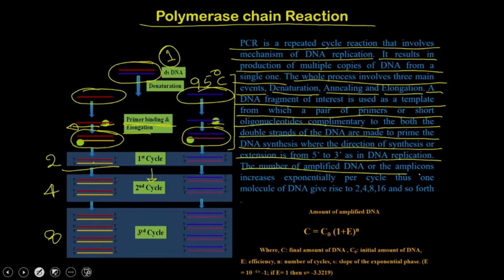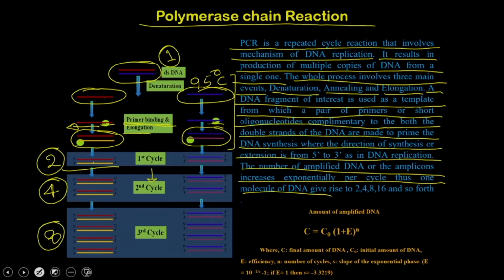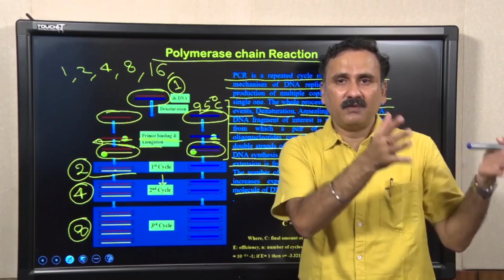The number of amplified DNA, or the amplicon, increases exponentially per cycle. For example, if you start with 1 DNA molecule, after the first cycle it is going to be 2 DNA, after the second cycle it is going to be 4, after the third cycle it is going to be 8. If you continue like this, it is doubling after every cycle, and that is how it is going to give you very high amplification even from one molecule.